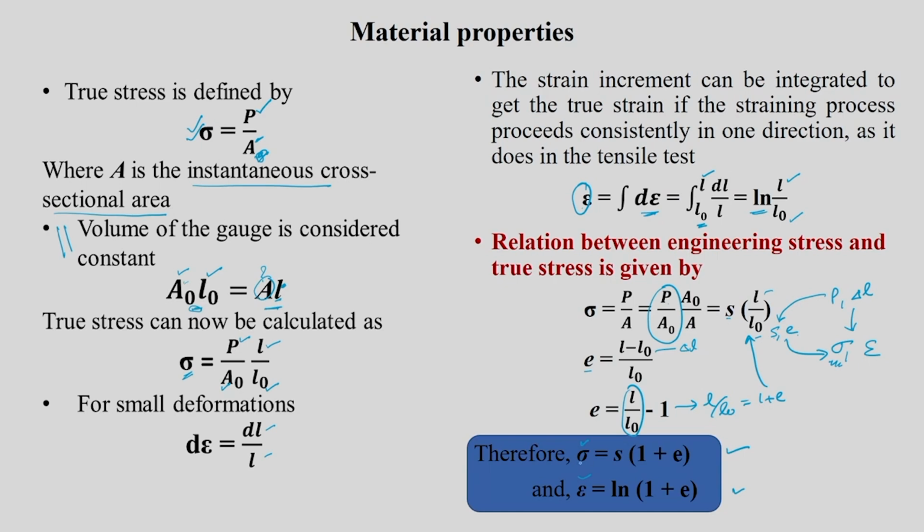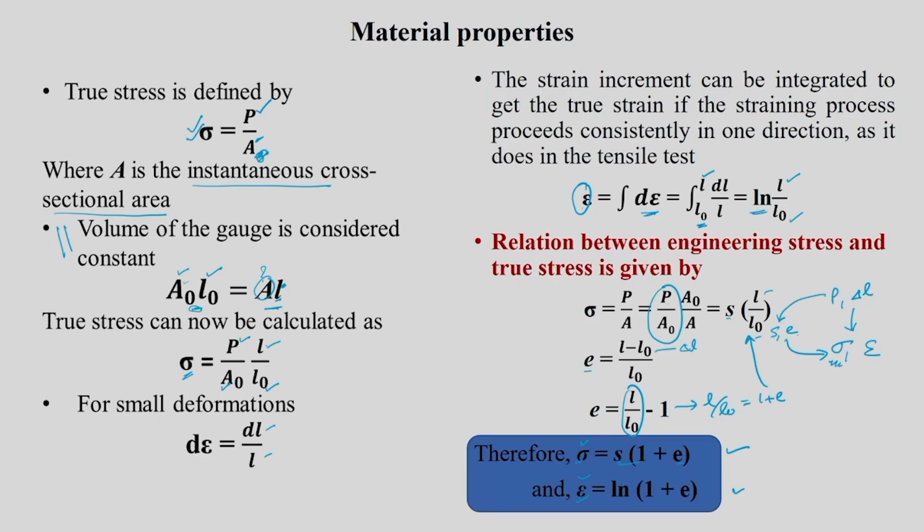Here I will again tell the nomenclature. Sigma is true stress, S is engineering stress, E is your engineering strain. Epsilon is true strain, E is engineering strain. So, we are going to use sigma, S, E, and epsilon in this fashion only.